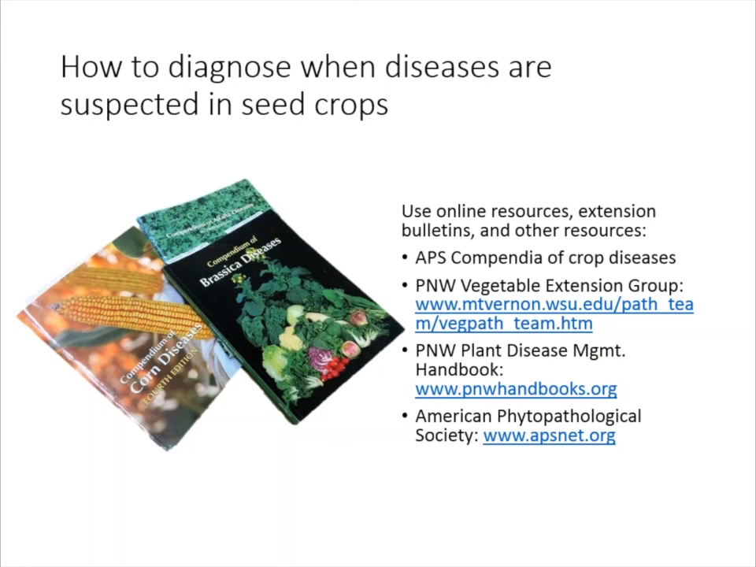And APS is a more research-focused website, but they will publish disease notes, especially if new diseases show up in an area. So that's a good place to check and see, is this something new that I'm seeing? Has it been here before? You can check out those at the APS website, the American Phytopathological Society.